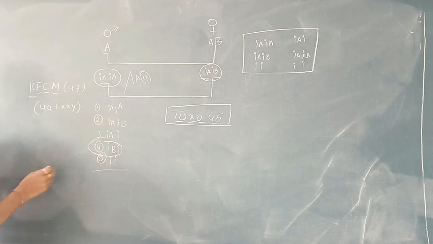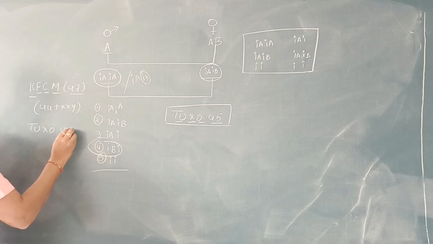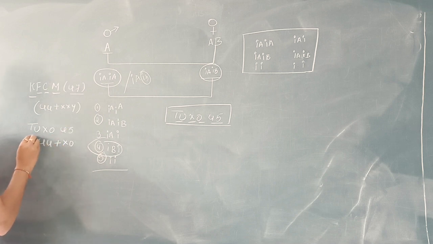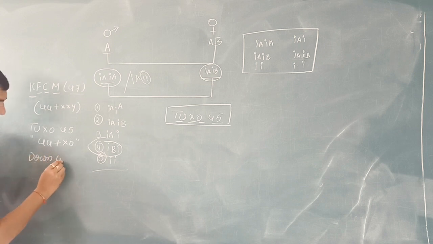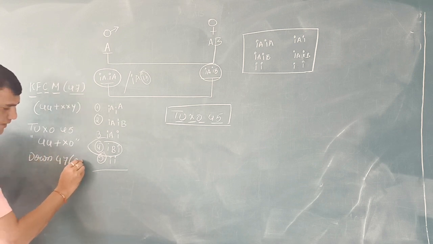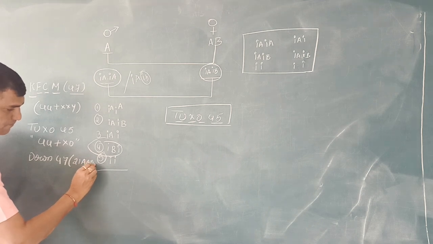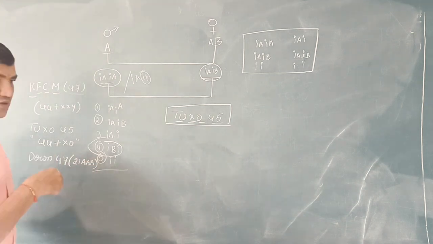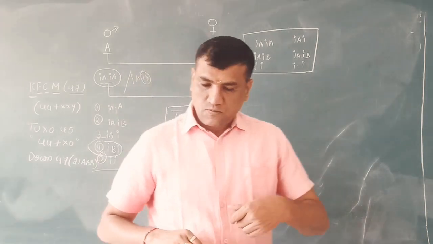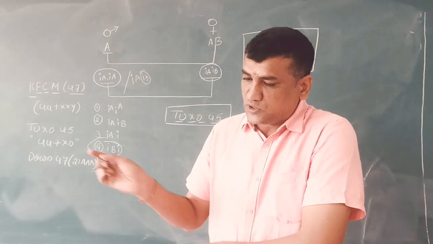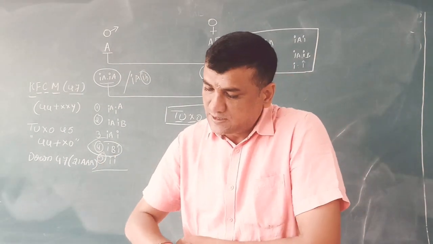Okay. Turner syndrome, XO 45. 44 plus XO. And okay, Down syndrome. Down 47, 21, triple A. So if you remember this, you can answer most of the chromosomal disorders.